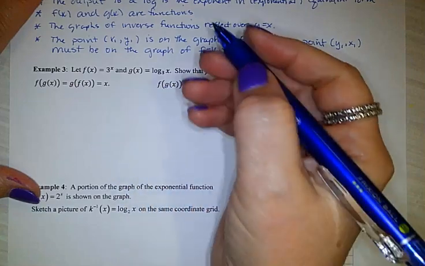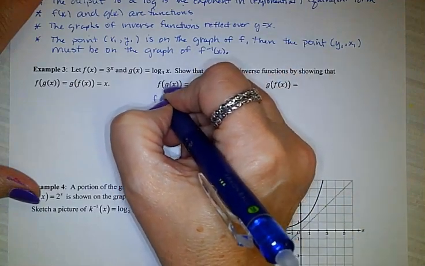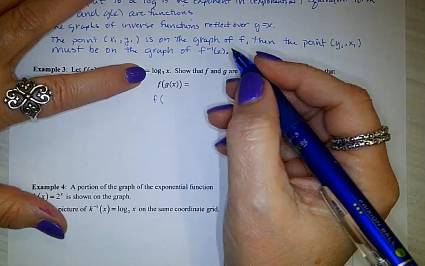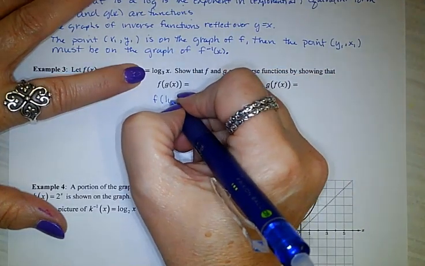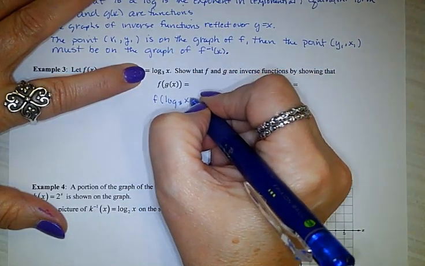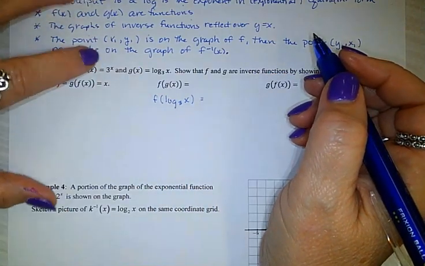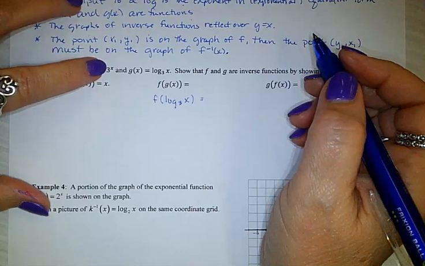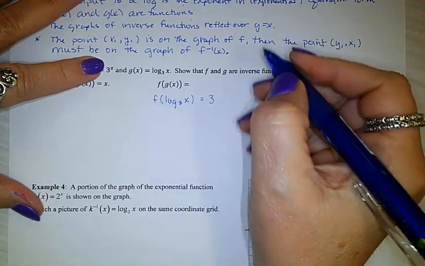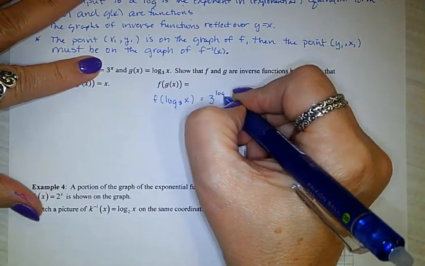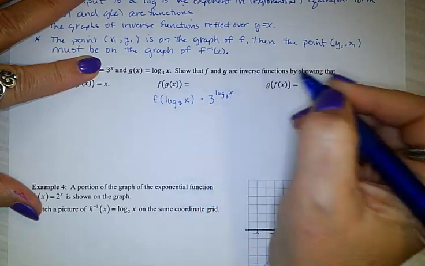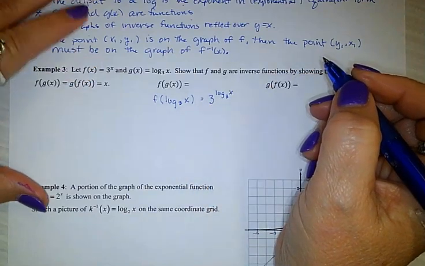So remember when I'm doing this, I'm going to write my f down and I'm going to write in the g equation, which is right here. So that's log base 3 of x. And then we're going to put that into where our x is here. So that's going to be 3, and then we're going to have log base 3 of x in the exponent.